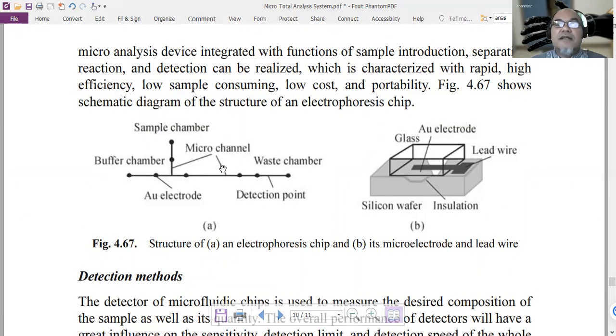The design of an electrophoresis chip: we have the sample chamber here, the buffer chamber here, and the waste chamber here. Then using electrostatic voltage, the sample can be controlled to flow towards this waste chamber, while the compound inside it can be detected.